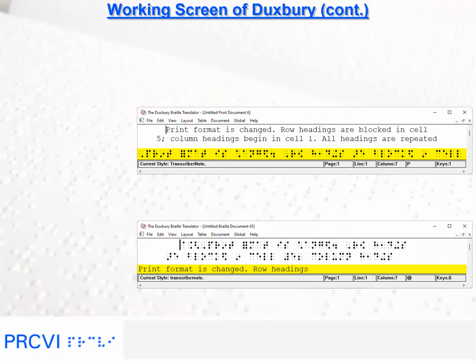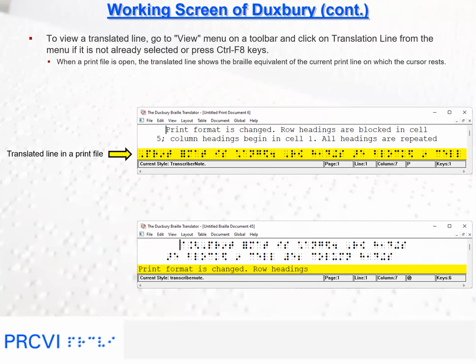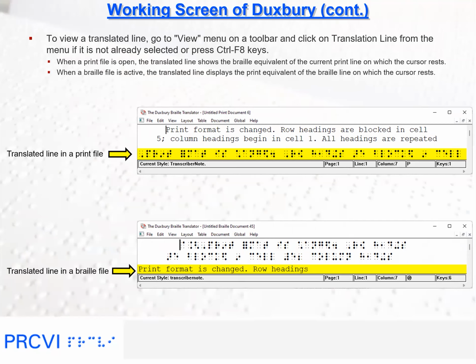To view a translated line, go to View menu on the toolbar and click on Translation line from the menu if it is not already selected, or press Ctrl plus F8 key to view translated line. When a print file is open, the translated line shows the Braille equivalent of the current print line on which the cursor rests. When a Braille file is active, the translated line displays the print equivalent of the Braille line on which cursor rests.